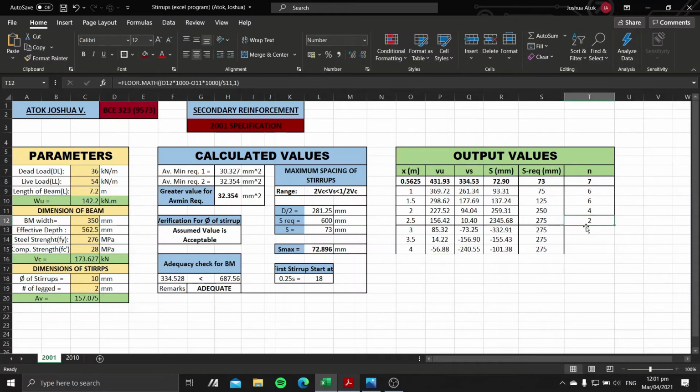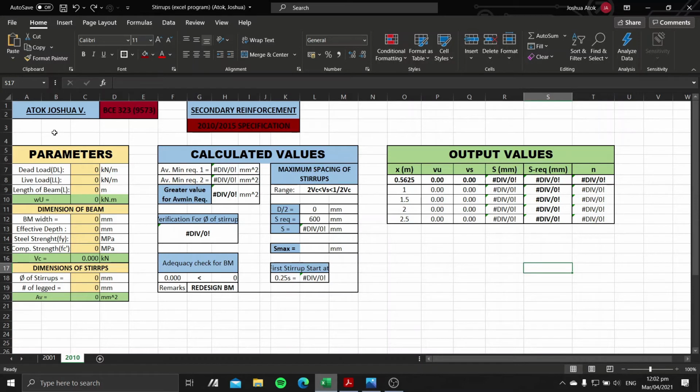And here at 2 number of bars, it will adopt a value of our spacing of 250. Therefore, the value of the 75 spacing or rest will be in terms of 1. After 2 number of bars at 250 millimeter spacing, the rest will follow a spacing of 275.